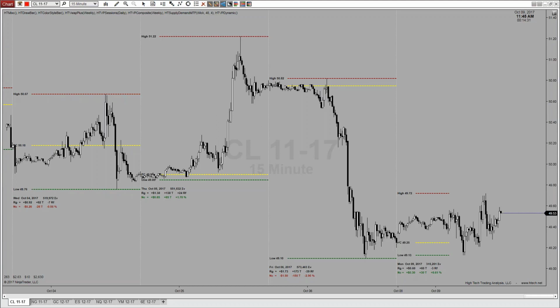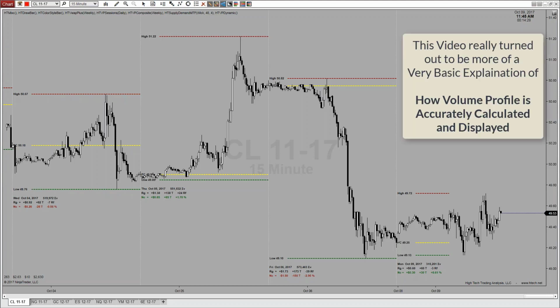Today I want to talk about a couple of my volume profile indicators. But before I can do that, we probably need to talk a little about the basics. What is volume profile? How is it displayed? What is it I'm even talking about?